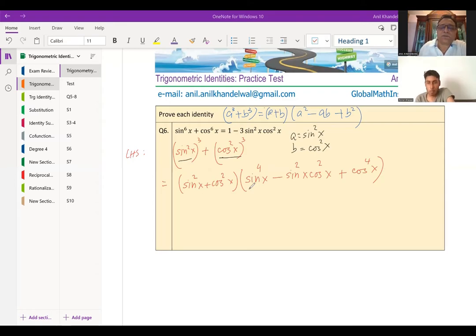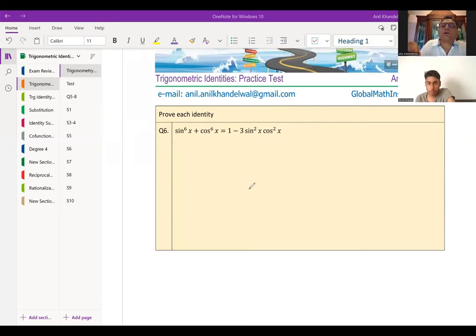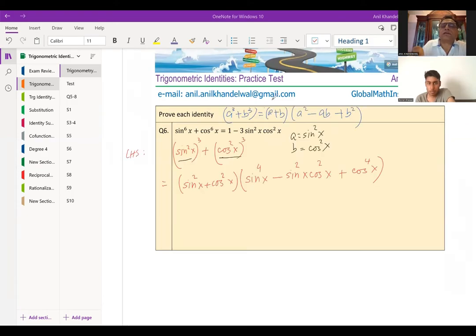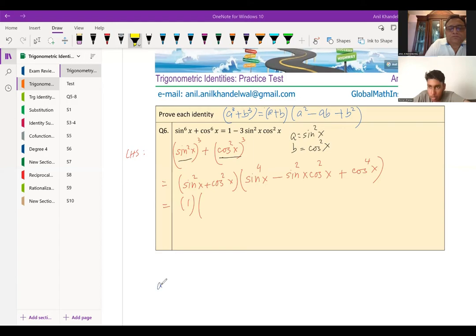Now, what is sine square x plus cos square x? Sine square x plus cos square x is 1, right? Pythagorean identity. This is 1, correct? Now we have sine to the power of 4x minus sine square x cos square x plus cos to the power of 4x. You remember one more formula? What is a plus b whole square? Let me write it down. A plus b whole square is a square plus 2ab plus b square. Yes.